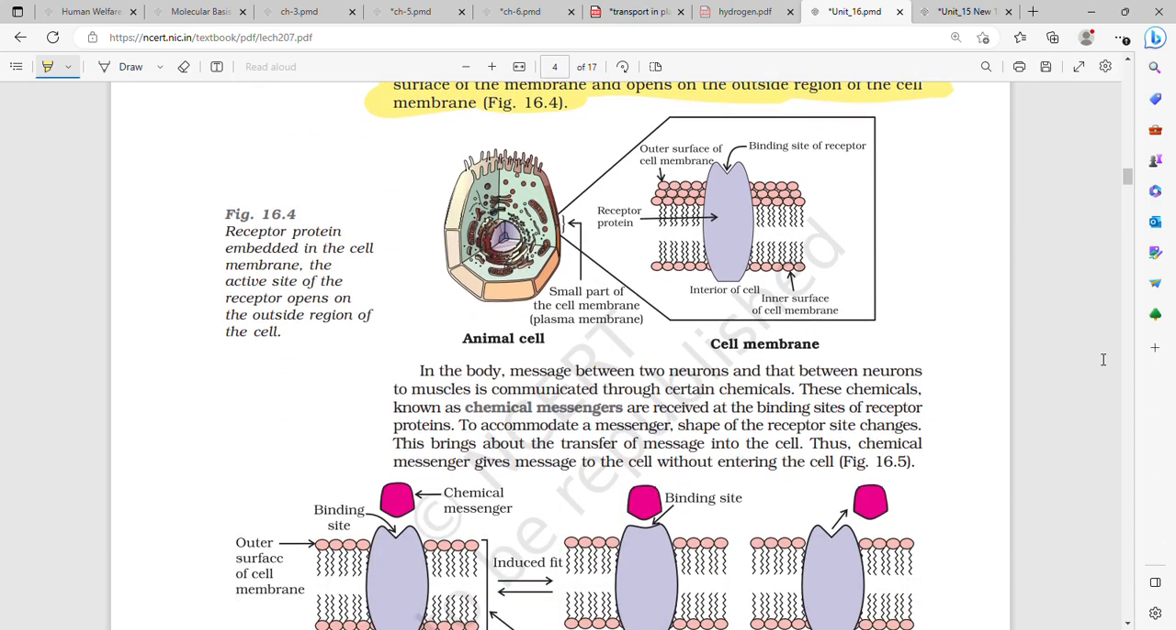So here we took a small part of the cell membrane, or plasma membrane, of an animal cell. This is an animal cell, and on enlargement we saw that this is a receptor protein, and it is embedded inside the cell membrane as an integral protein. Here is the inner surface of the cell membrane, here is the outer surface. So this is the inside and this is the outside.